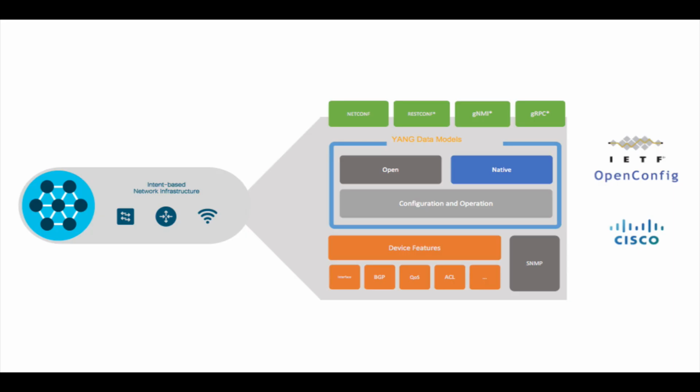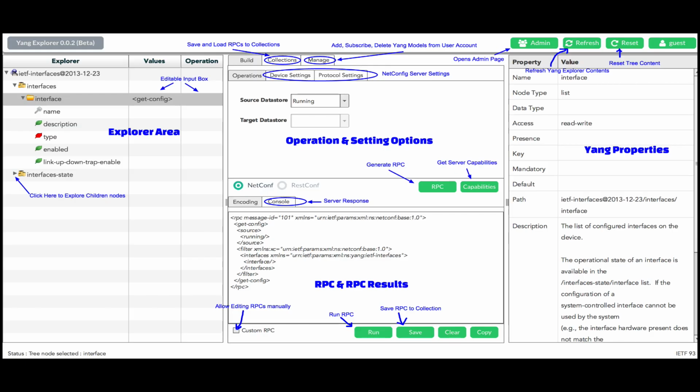Now, in the first part, we went through the different data models exposed from the controller, and we saw what NETCONF is and how it can help us to retrieve data from the controller. So, the first thing you need is a tool to query the controller and interact with the data.